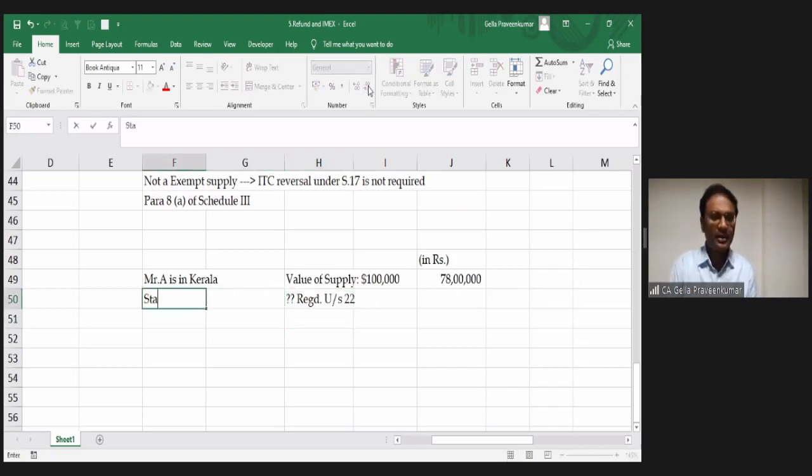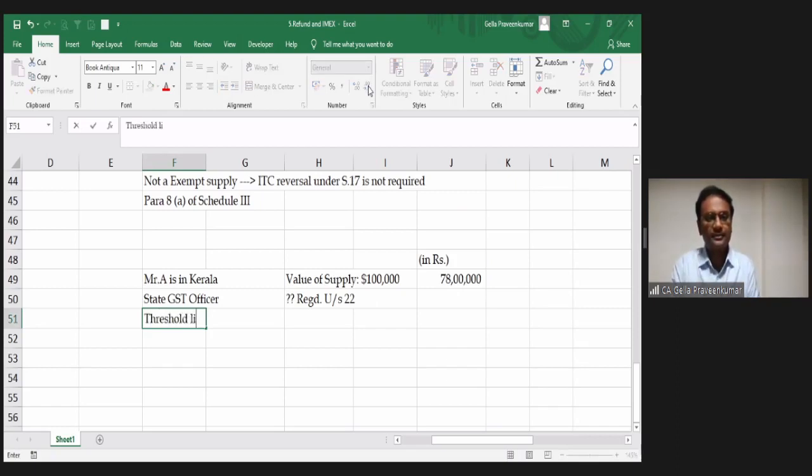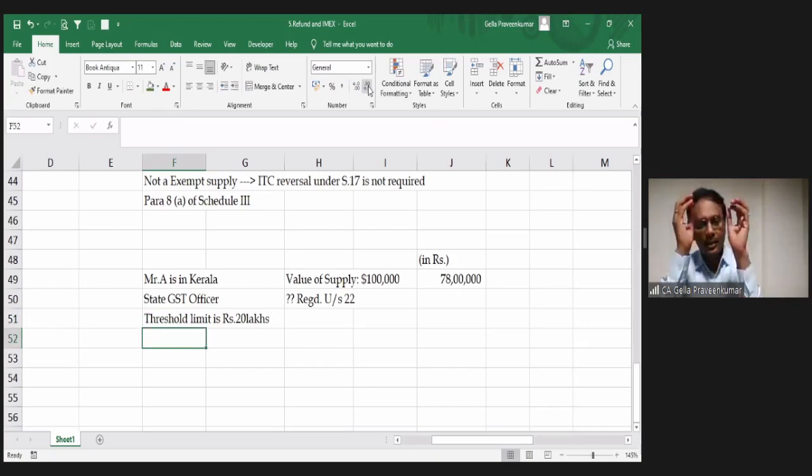Now, the state GST officer, can he give a notice to Mr. A saying that, look, the threshold limit is rupees 20 lakh. Since you have exceeded the threshold limit, you are not registered under GST law. I am going to penalize you for this particular activity. One, you are not registered. Second, you have not filed your returns. Third, you have not obtained LUT or bond. Fourth, you have not disclosed this transaction anywhere in your GST returns. Can all these offenses be brought under Mr. A? Simple answer for that.